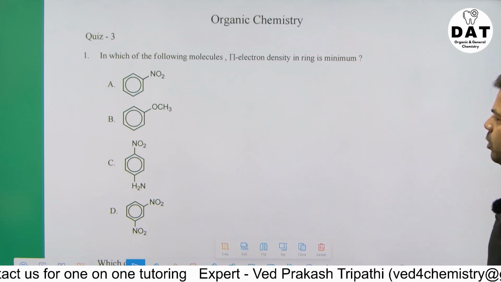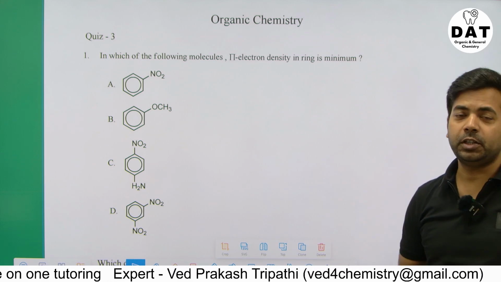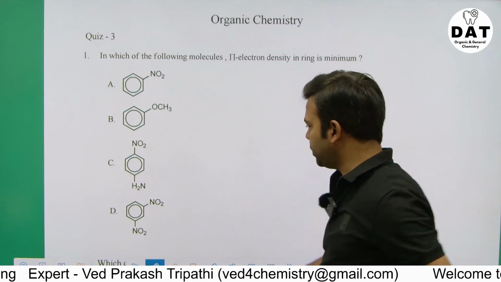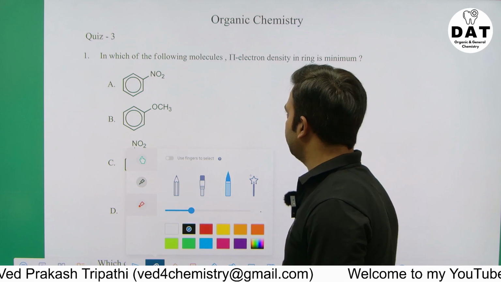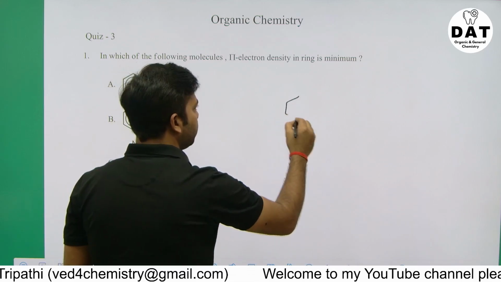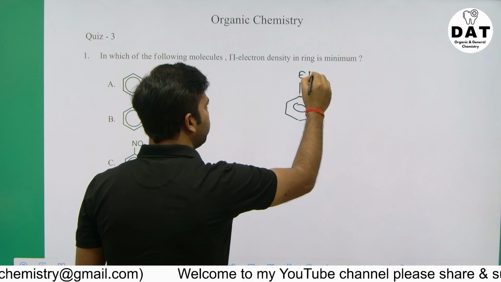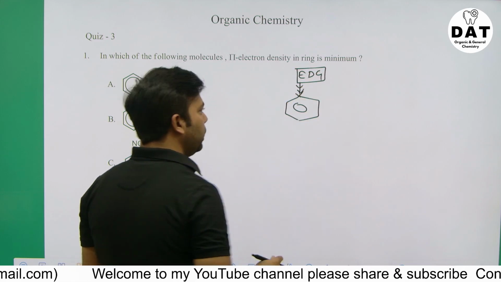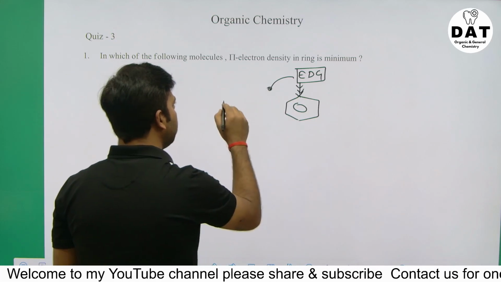It is talking about which of the following molecules has the minimum pi electron density in the ring. So let me tell you what pi electron density is. Look here. Suppose we have this benzene ring, and if we attach an electron donating group, the electron donating group generally increases the electron density of the ring.